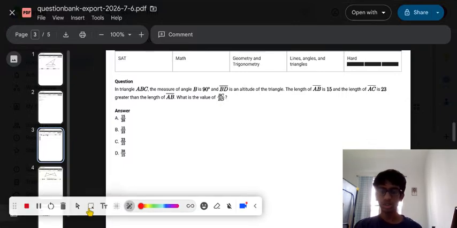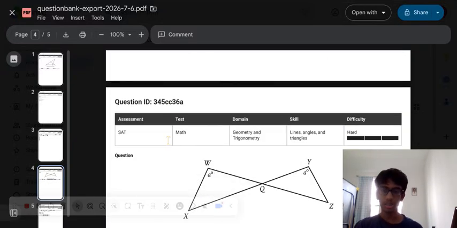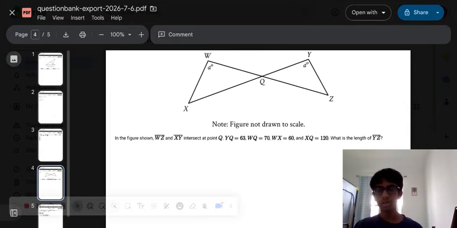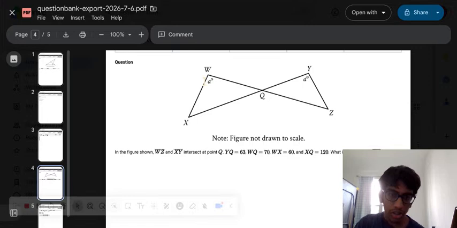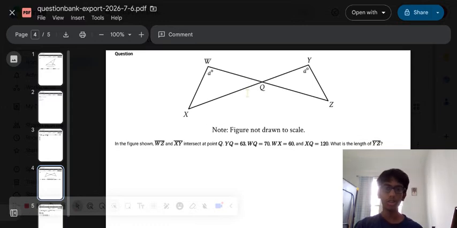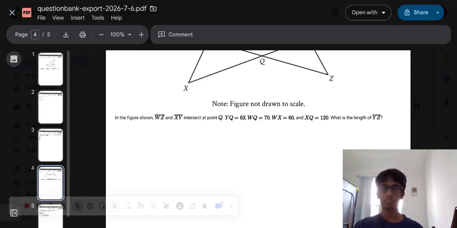Anyways, moving on to your next problem, it says, in the figure shown, WZ and XY intersect at point Q. YQ is equal to 63, WQ is equal to 70, and WX is equal to 60, and XQ is equal to 120. What is the length of YZ?